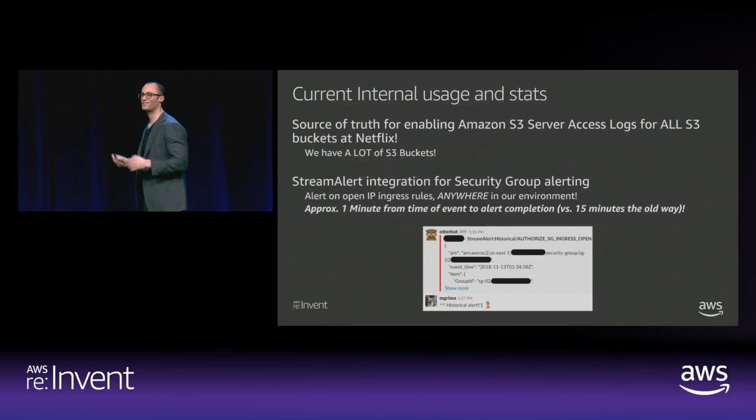So how are we using this internally? Historical is still new. We're still adding new capabilities to it. But there's two very awesome use cases we have right now. Number one, we use historical as a source of truth for enabling S3 server access logs everywhere in our infrastructure.